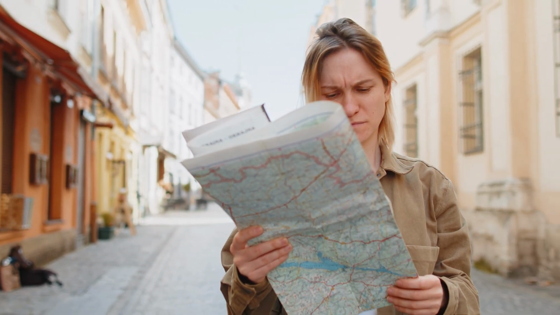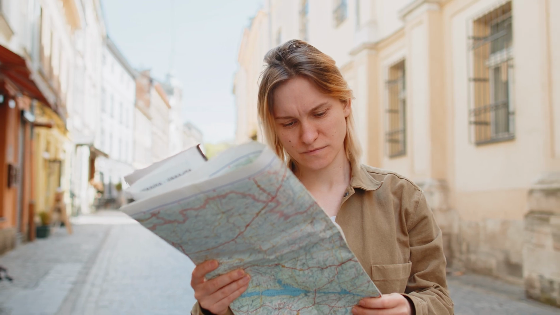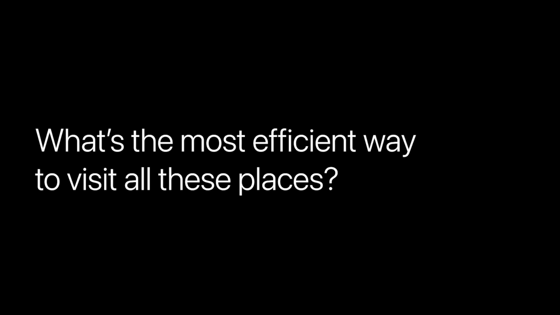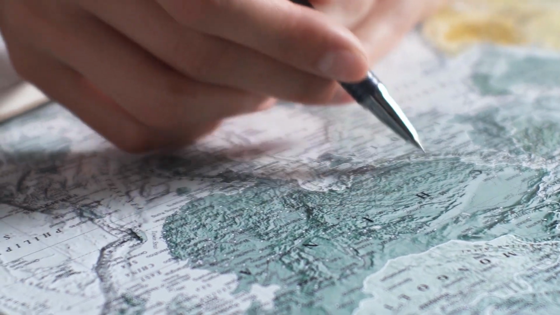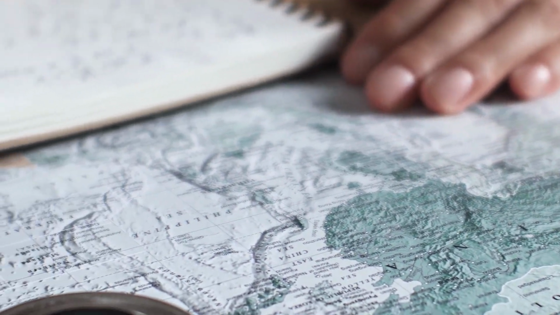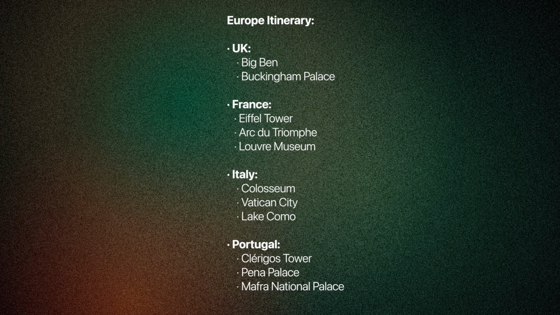Before setting your trip, it's essential to ask yourself a few questions. What is the purpose of this trip? How can I make the most of my time? What's the most efficient way to visit all these places? By organizing the itinerary based on geography and travel convenience, your list might look something like this. This approach ensures a smoother, more enjoyable experience.